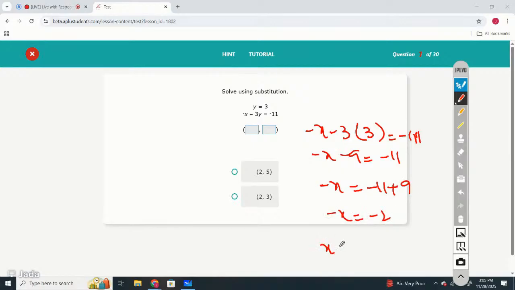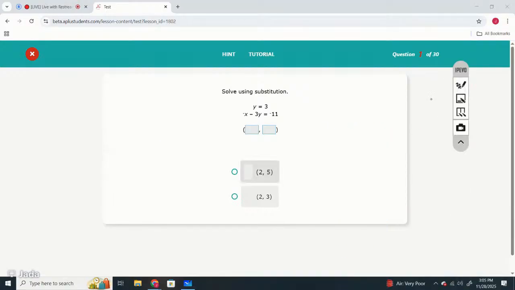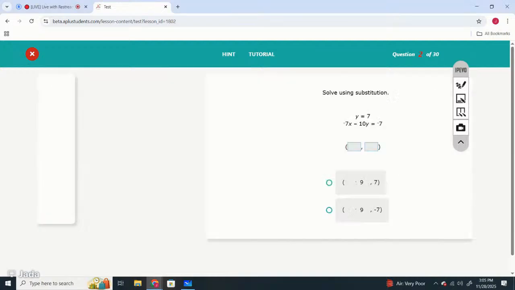Negative x equals negative 2. That means x equals 2. So we have x equals 2, y equals 3. So the solution is 2, 3. That is 2 and 3, option number 3 is the correct option.